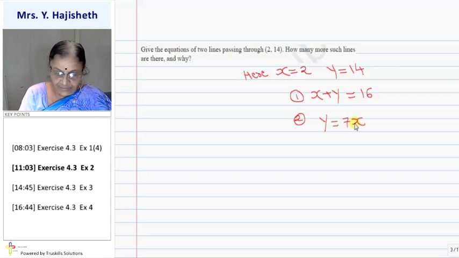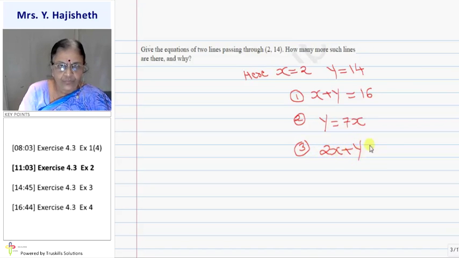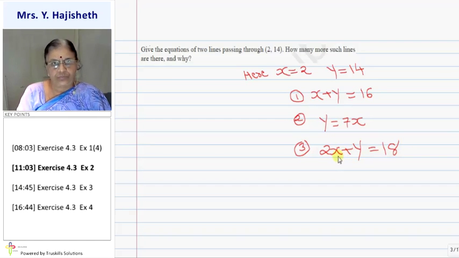And another equation is y is 7x, that also satisfied by point (2, 14). Okay. So these are the two equations. Not only that, suppose you take any equation 2x plus y. Put the value of x and y. X is 2. So 2 2s are 4. 4 plus 14. What is it? 18. Now you put here x is 2 and y is 14. It satisfied this equation.